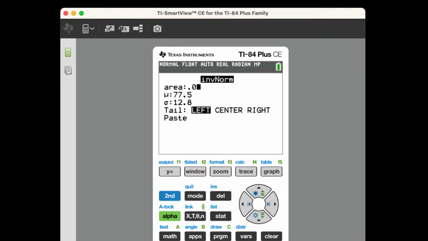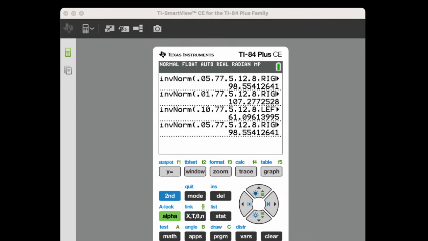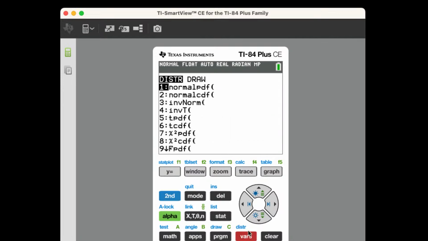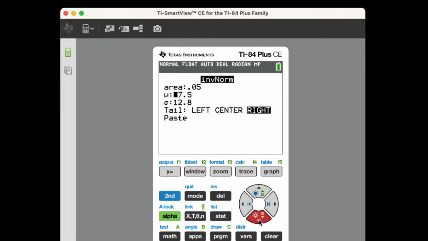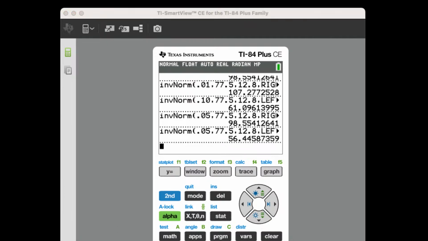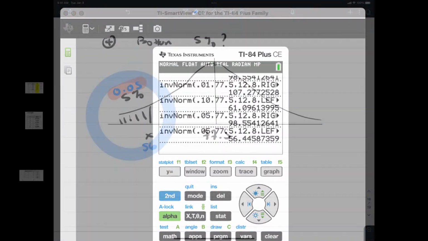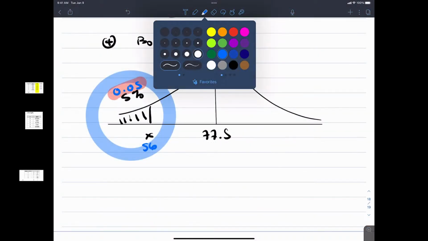So 0.05, paste it. What does that give you? I'm sorry, we screwed up. Second distribution, inverse norm. It's area to the left, not the right. See, we screwed up. It's a left tail. Okay. Should be 56. And sure enough, it was 56.